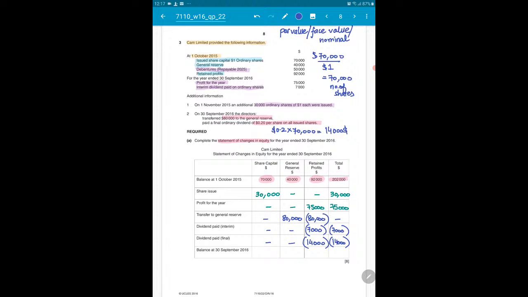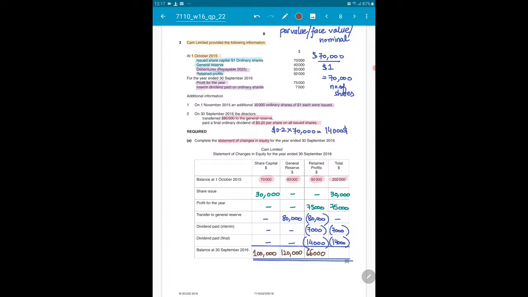The final thing is that you have to find the closing balances. For this, you are required to add or subtract all of the things here just to find the total balance. So let's find the total balance here. 70 plus 30 will be 100,000. That is 1 lakh. 40 plus 80 will be 120,000. And 92 plus 75 minus 80 minus 7 minus 14,000 will be 66,000. And also the addition of all these three totals in this column will also be the same.